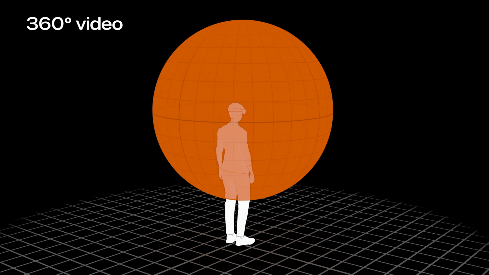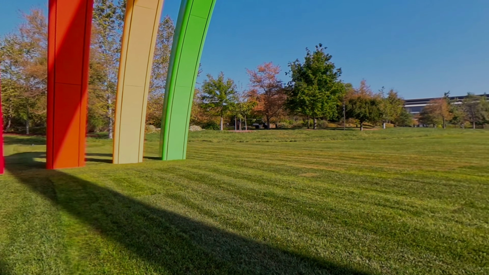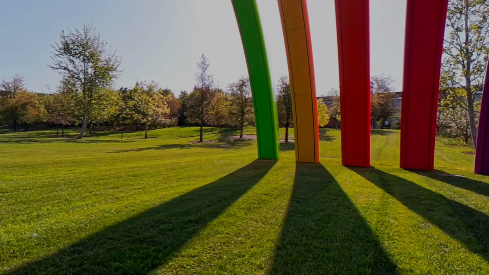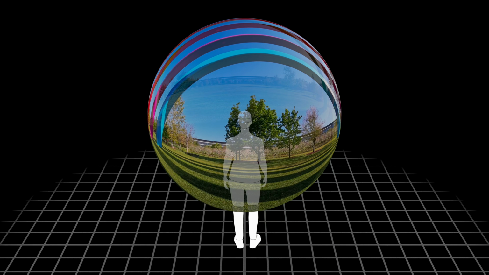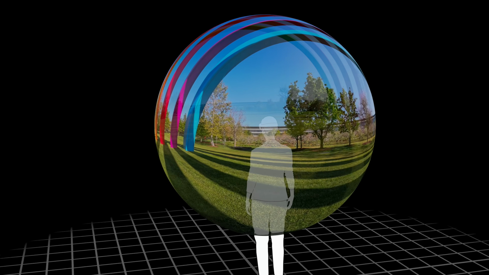360 video takes things a step further, filling the entire world with content. With 360 video, the content literally surrounds the viewer, giving them the freedom to look wherever they like. Here's an example of a 360 video captured underneath the rainbow at Apple Park. The viewer can look around at any angle and feel like they are right there beneath the rainbow. Everything looks just as it would if they were there in person. To achieve this, the 360 video is wrapped onto a sphere completely surrounding the viewer, centered on their eyes, and filling their field of view whichever way they look.